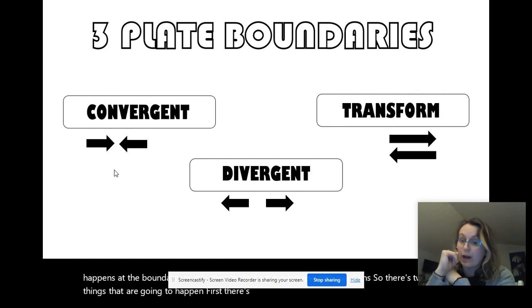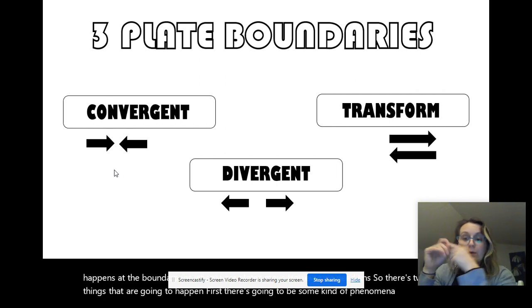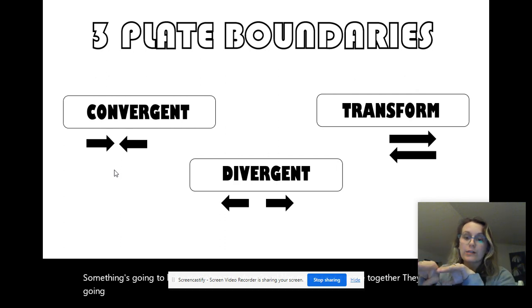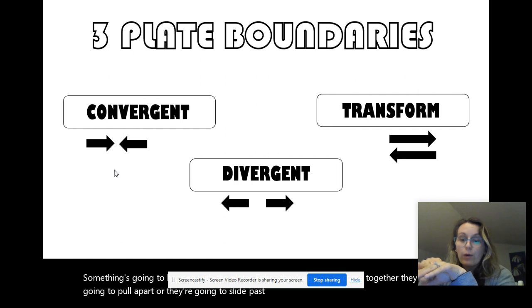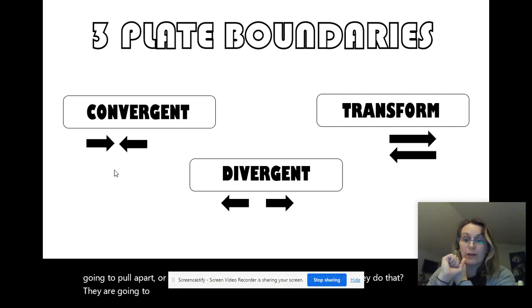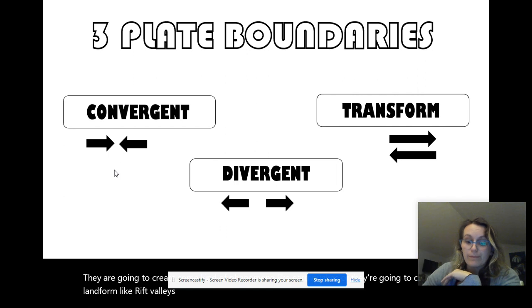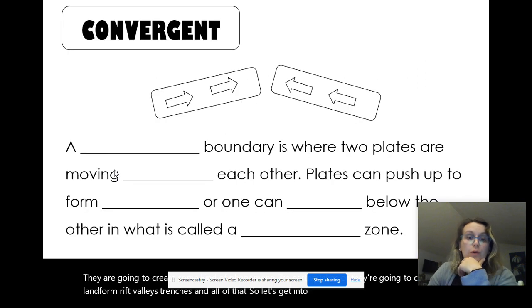First, there's going to be some kind of phenomena. All right. Something's going to happen with the plates. Either they're going to come together, they're going to pull apart, or they're going to slide past each other. And when they do that, they are going to create some kind of phenomena like earthquakes, or they're going to create a landform like rift valleys, trenches, and all of that. So let's get into that.